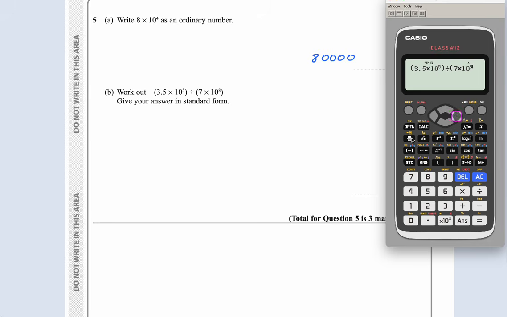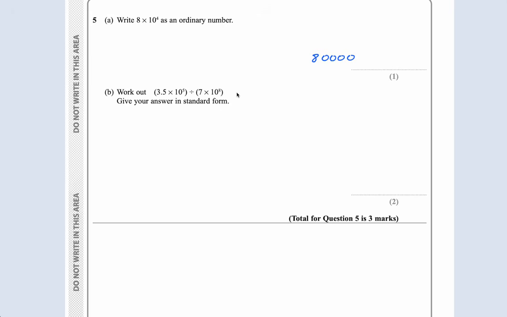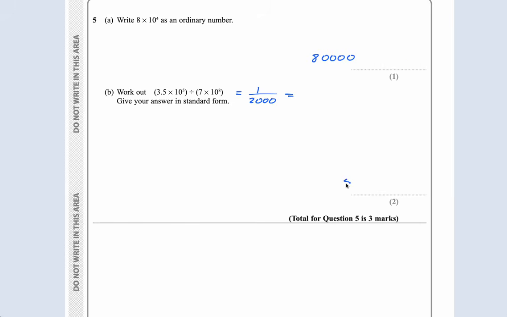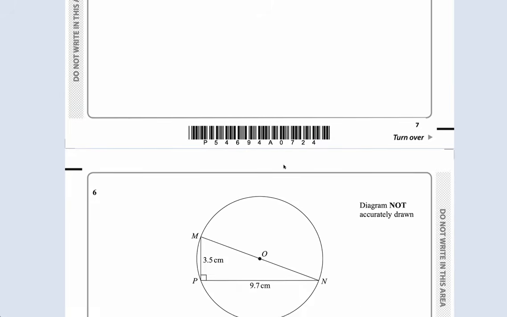Now, if you didn't have a calculator, this is a difficult question. It's very difficult, but you do have a calculator, so it's actually quite nice. So this is equal to 5 times 10 to the minus 4. It actually gives it to you in standard form. So this equals 1 over 2,000, and in standard form it's 5 times 10 to the minus 4. As I say, nice question with your calculator.